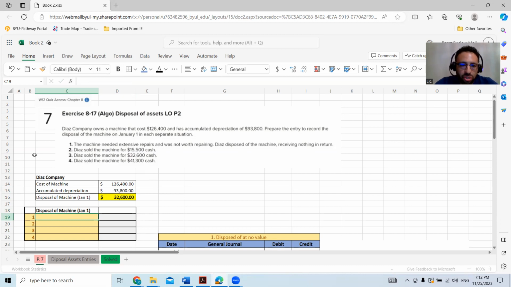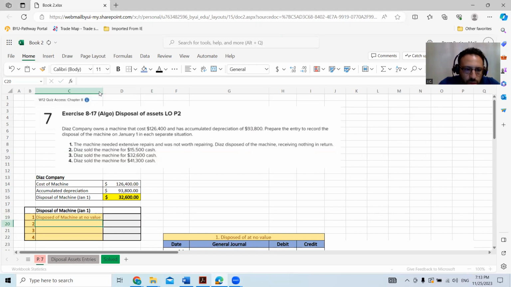The first one says the machine needed extensive repairs and was not worth repairing. Diaz disposed of the machine, receiving nothing in return. So what it says is you discarded the machine and there's nothing in return. You're not making any money. You're not selling. You're just discarding the machine. And that is called dispose of machine at no value.